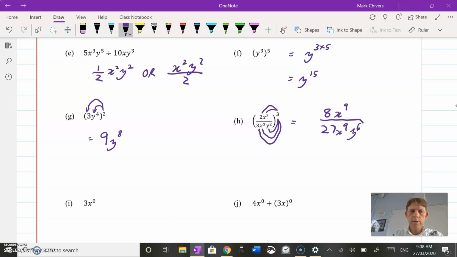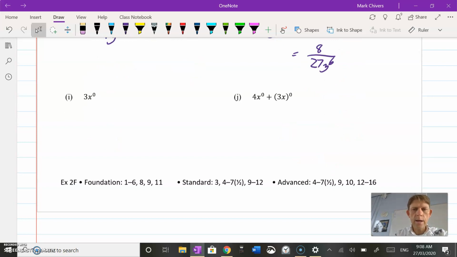And now we can also look at this and go, well, hang on a second, there's no adding and subtracting going on, it's all multiplication and division, so I can probably cancel x to the power of 9 out of both of those. And I'm going to end up with 8 on 27y to the power of 6.